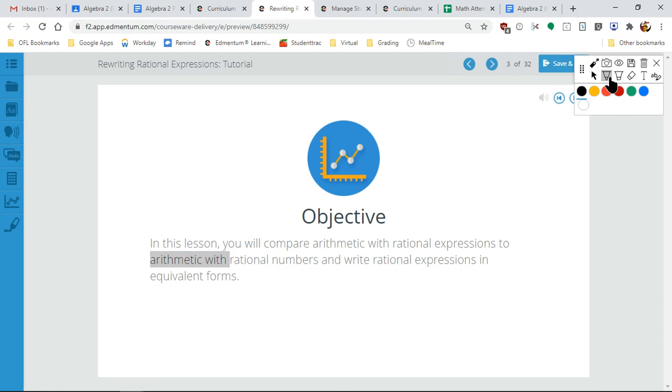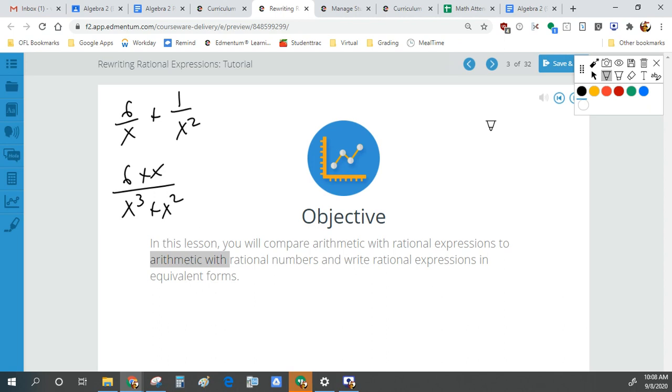So the difference here, let me get my pen out. Put my pen, there it is. The difference here is talking about something like this. So this is an arithmetic rational expression, and then there's also something like this. This is an arithmetic expression, or this is a rational expression with arithmetic. So they're a little different. You don't have to really know the difference of them. We're just kind of comparing these two in this lesson.